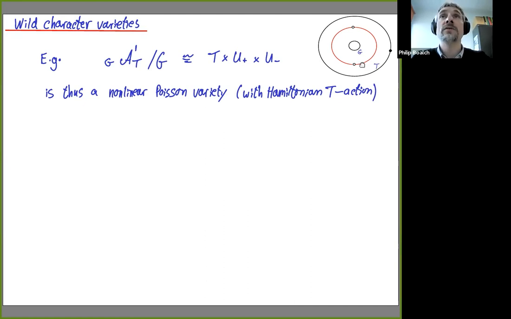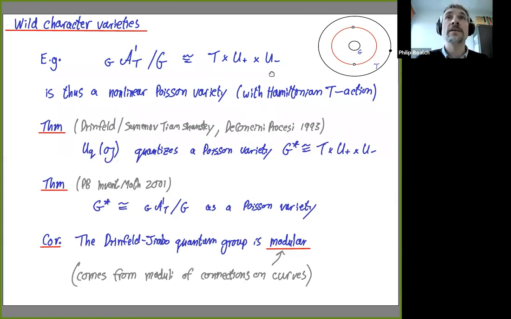So the simplest case would just have these 2 tangential punctures, like GL_n with a full reduction to a full grading. So it breaks it into 1-dimensional pieces. And here this moduli space is just T cross U plus cross U minus with a Hamiltonian or quasi-Hamiltonian action of T, but it actually is Poisson and not quasi-Poisson because T is abelian. So it turns out that this space is well known. So Drinfeld and Semenov-Tian-Shansky and others understood that the Drinfeld-Jimbo quantum group has an integral structure such that you can put q equals 1 and it becomes the dual Poisson-Lie group, which has a space isomorphic to T cross U plus cross U minus.